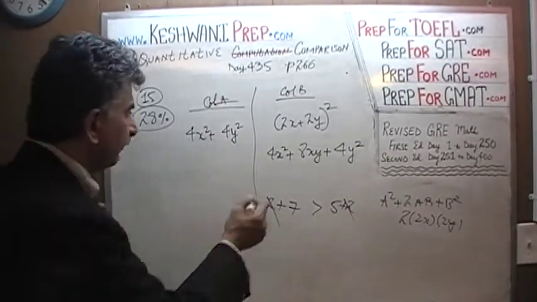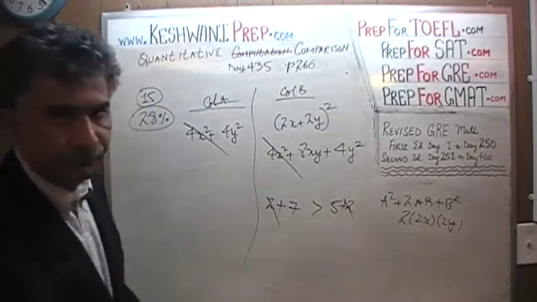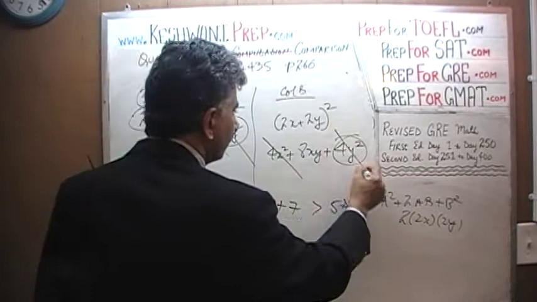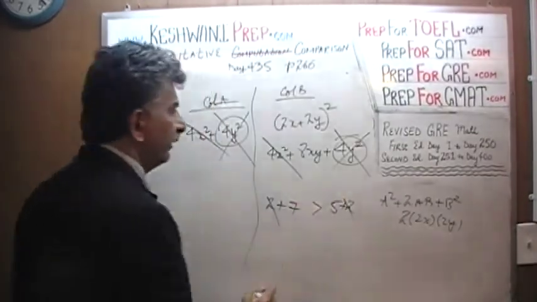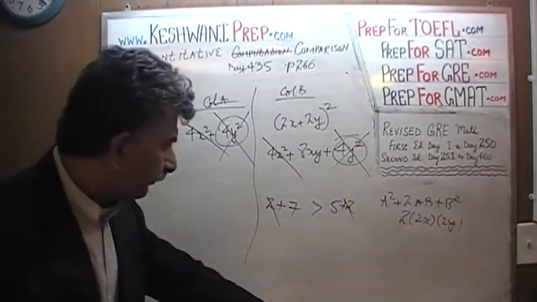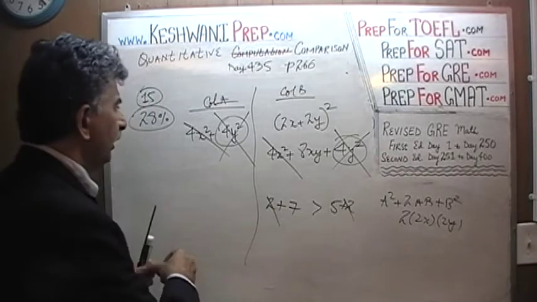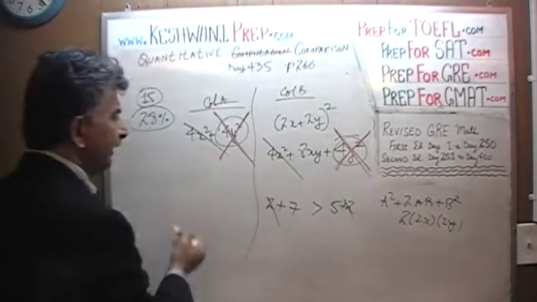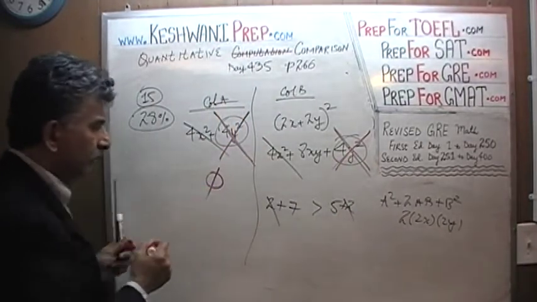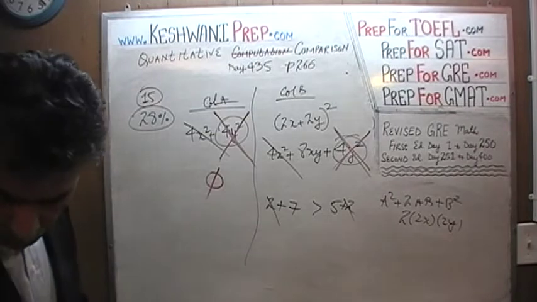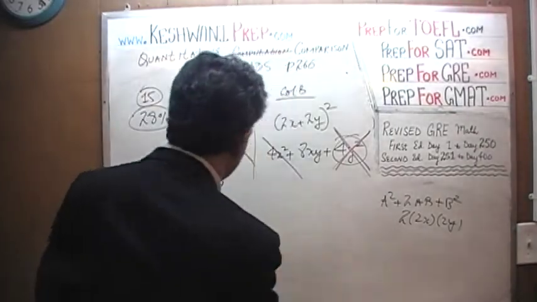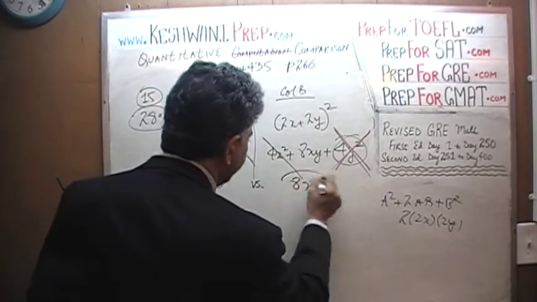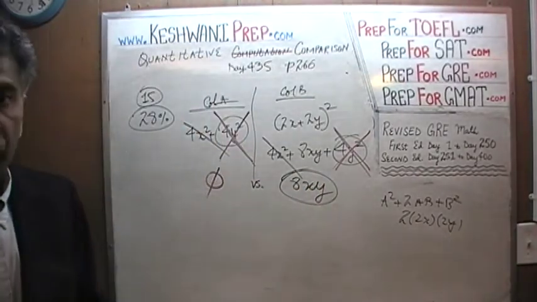Let's subtract 4x squared from both sides, from both columns. It goes away. I see 4y squared here, I see 4y squared here. Let's subtract 4y squared from both sides. Okay, let's do it a different way so we can keep them separate. And what are we left with? 4y squared is gone. What are we left with here on this column? We're left with a big fat 0 versus what? Big fat 0 versus 8xy. What do we do next?